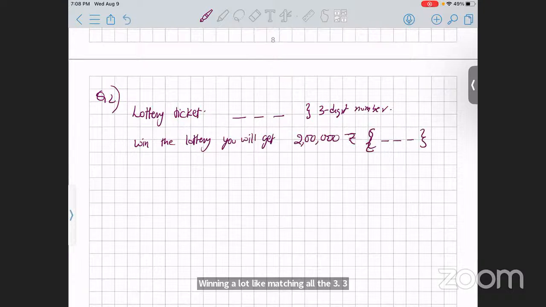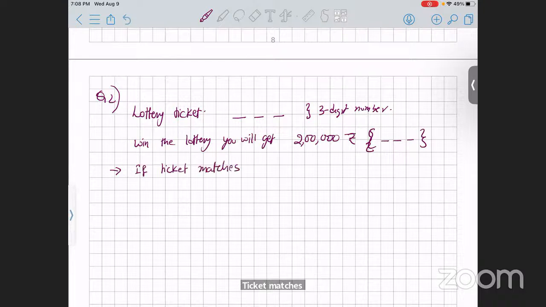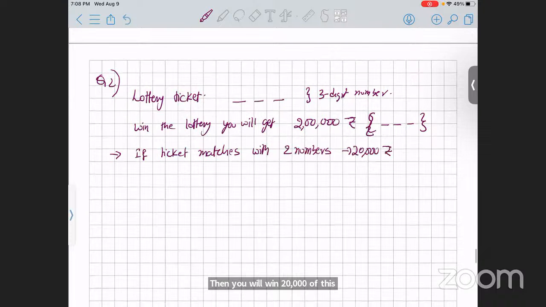And the lottery ticket seller is giving the offer that if the ticket matches with 2 numbers, then you will win 20,000 rupees. And in the third case, you will get nothing. I mean, there are only these cases.